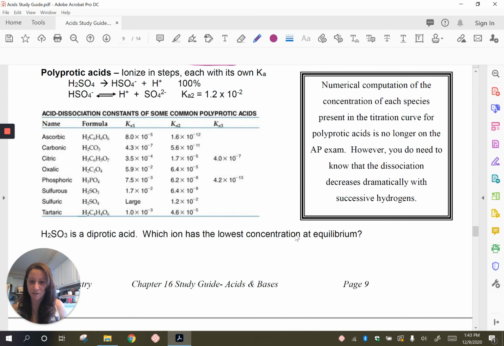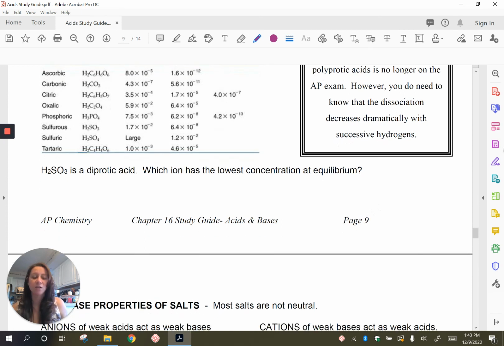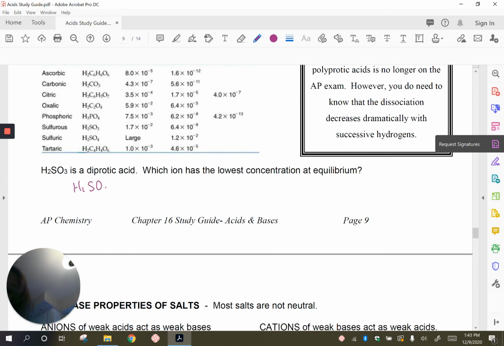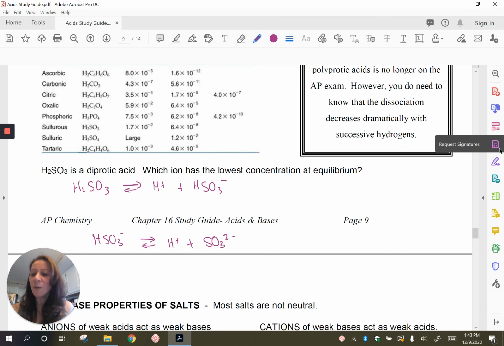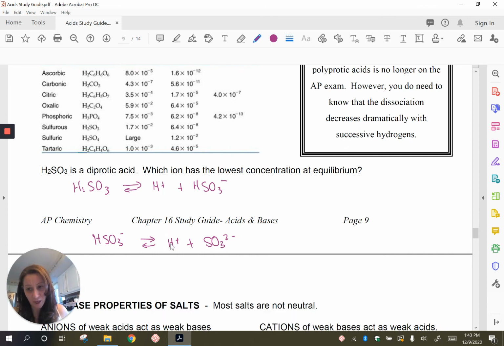So let's look at this question. It says H2SO3 is diprotic. Which ion has the lowest concentration at equilibrium? So you're going to say, well, H2SO3 can partially ionize to form H plus and HSO3 minus. And then HSO3 minus can also partially ionize to form H plus and SO3 2 minus. So what you need to apply here is the idea that the percentage of this ionization is much higher than the percentage of this ionization.